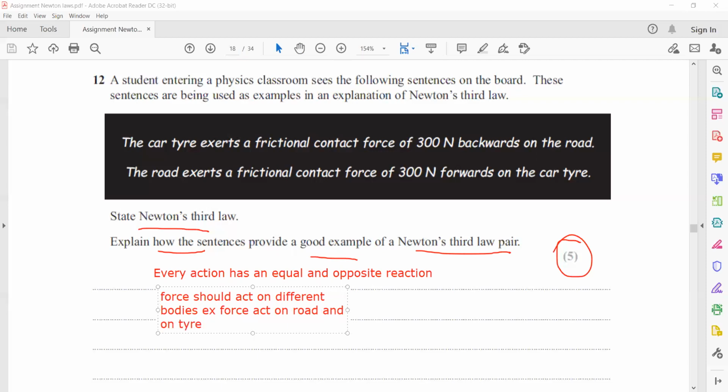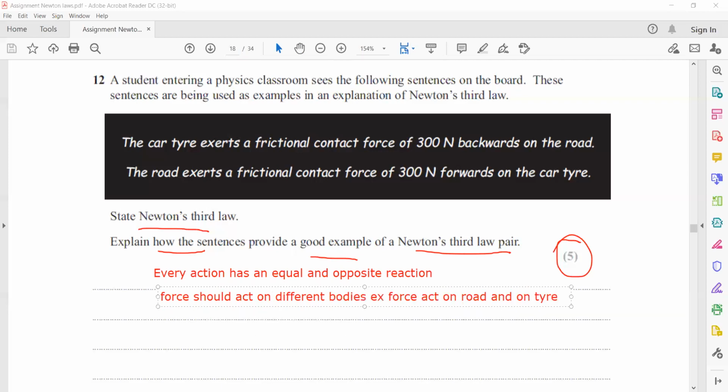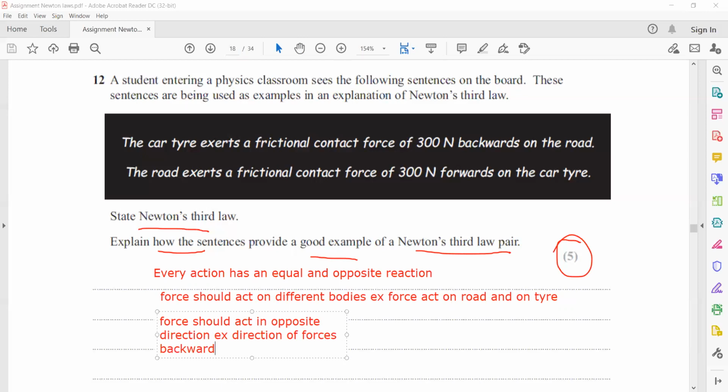And another one is the force acting on the tire. Then they should be in opposite directions. And as you can see in this example, they mention the direction of the forces: forward, backward, and forward.